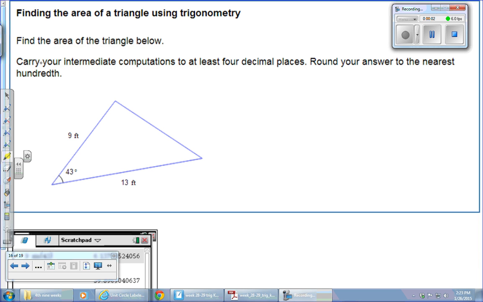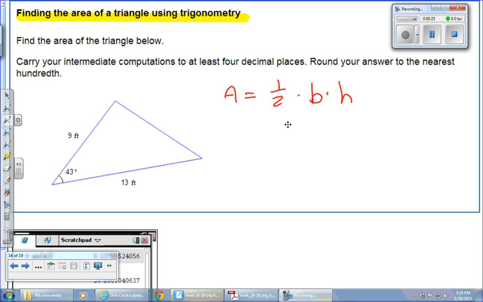Okay, so the next topic we're going to do is finding the area of a triangle using trigonometry. We all know the area of the triangle, right? So let's just write that formula right up front. Area equals 1/2 times base times height. That's a common formula, okay?